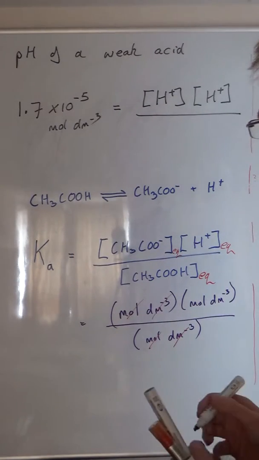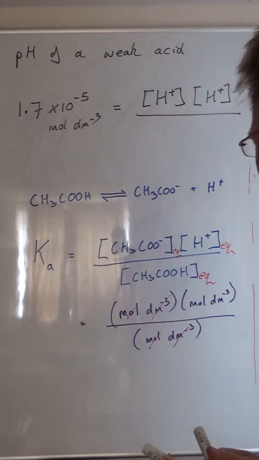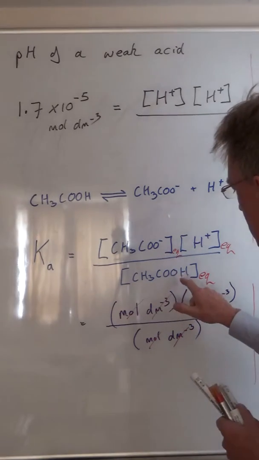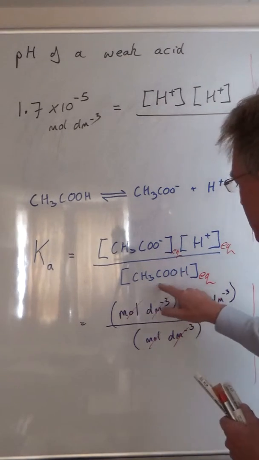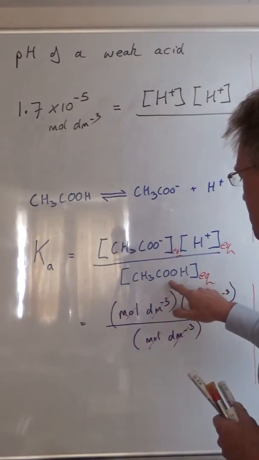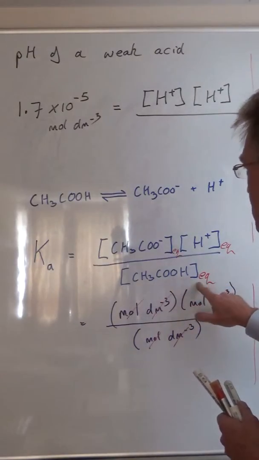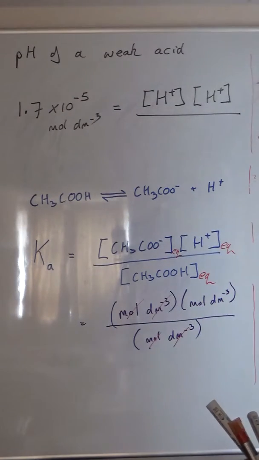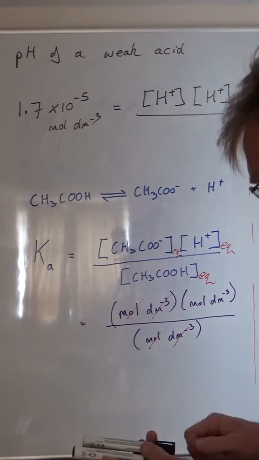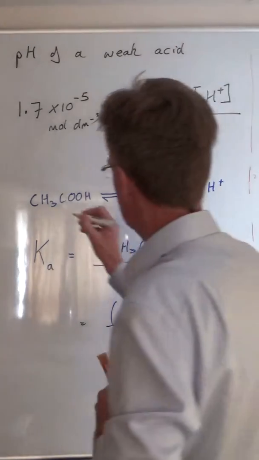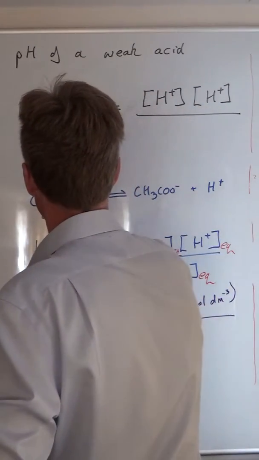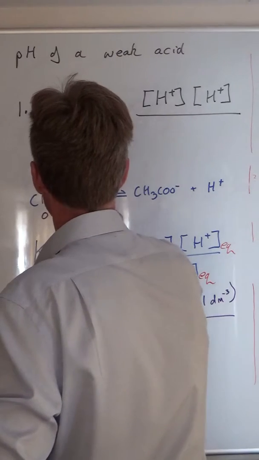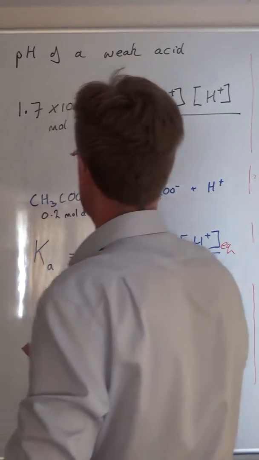The second assumption is that the concentration of the ethanoic acid, that's the undissociated, at equilibrium is the same as whatever you started with. So let's assume that we started with a 0.2 mole per decimeter cubed solution of ethanoic acid.